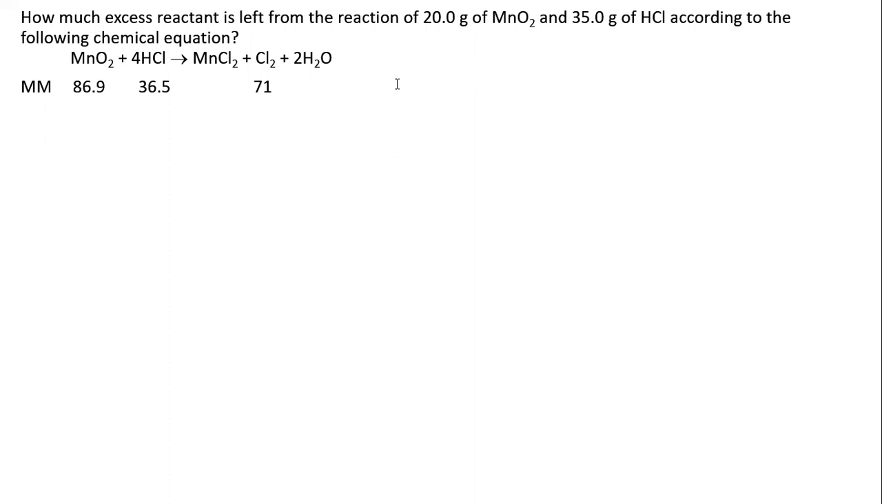So just to give you an overview of what I'm going to do, I'm going to take the mass of reactant, convert it to moles of reactant. I'm going to convert it to moles of one of the products. It doesn't matter which product, but I'm going to convert it to one of them. I'm going to convert it to moles of chlorine. And again, it doesn't matter which product you choose, as long as you choose one product. And then based on the moles of chlorine, determine the limiting reactant.